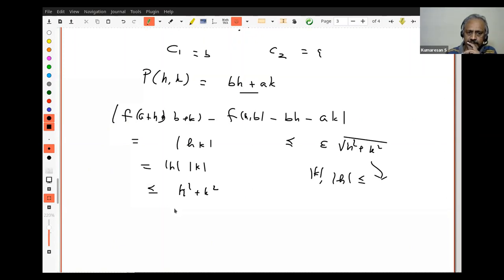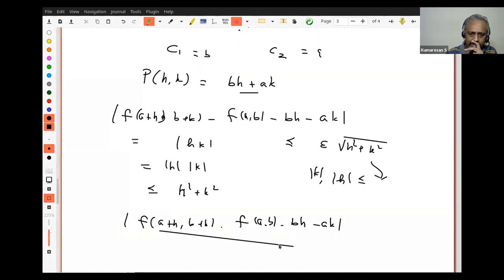Are you following? Yes. Therefore, f of (a plus h, b plus k) minus f of (a, b) minus bh minus ak, divided by the square root of h squared plus k squared, will be less than or equal to the square root of h squared plus k squared.